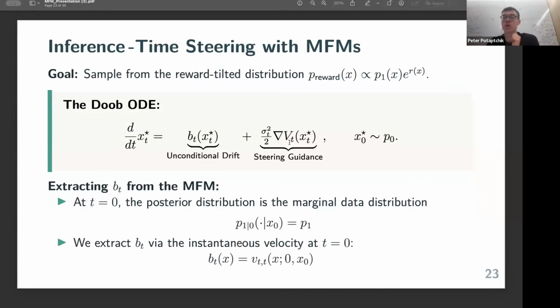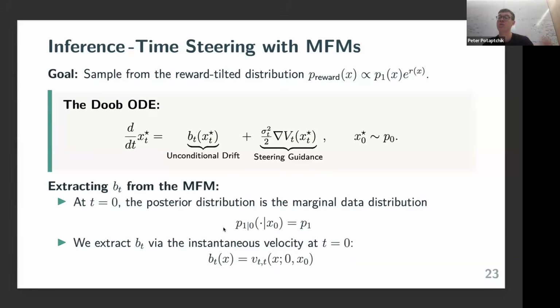Okay, so I'm going to go over this a bit quickly. How do we do inference time steering with metaflow maps? So remember, our goal was to sample from this reward tilted distribution, P1 of X, biased in areas of high reward R of X. The optimal drift was the original drift BT of X plus this corrective factor coming from the gradient of the value function. Now, this unconditional drift B, we assume you already have. Either you've already trained a model BT, or you can actually extract it from a meta flow map.